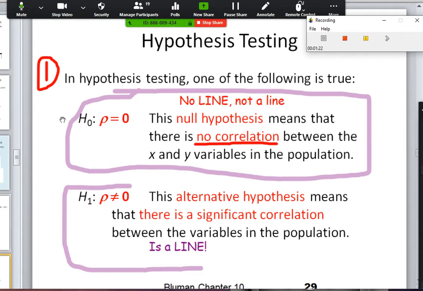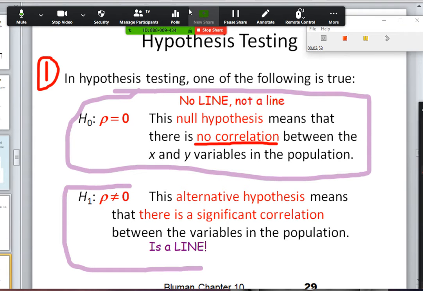All right, so do whatever you need to do to keep that straight, because that is one of the top things that people confuse and get mixed up about. If you reject H naught, it is a line. Rejecting H naught means it is a line. Not rejecting H naught means it is not a line. If you fail to reject H naught, it is not a line. If you reject H naught, it is a line. That's what you want.